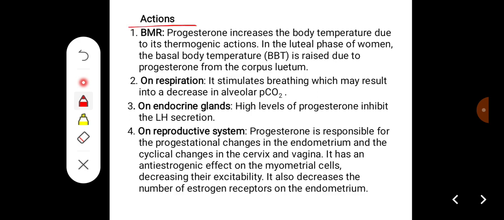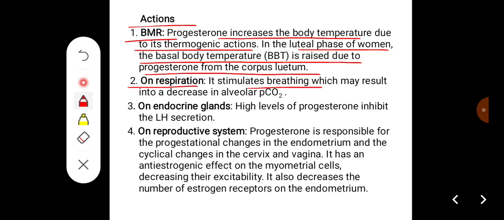Actions of progesterone. It helps in the basal metabolism, that is, the basal metabolic rate. Progesterone increases the body temperature due to its thermogenic actions. In the luteal phase of a woman, the basal body temperature is raised due to the progesterone from the corpus luteum. On respiration, it stimulates breathing, which may result in a decrease in the alveolar PCO2. On endocrine glands, high levels of progesterone inhibit LH secretion.